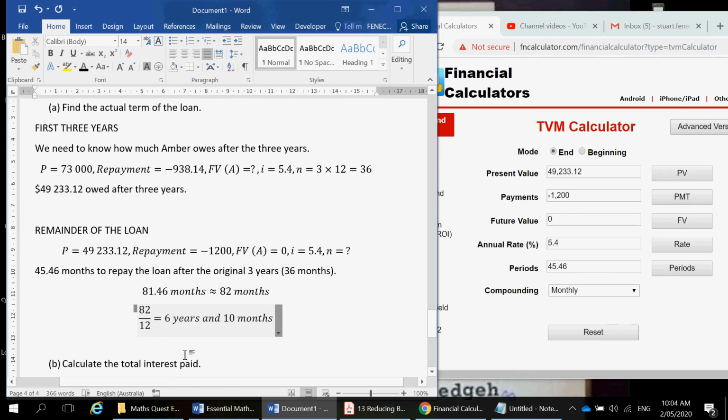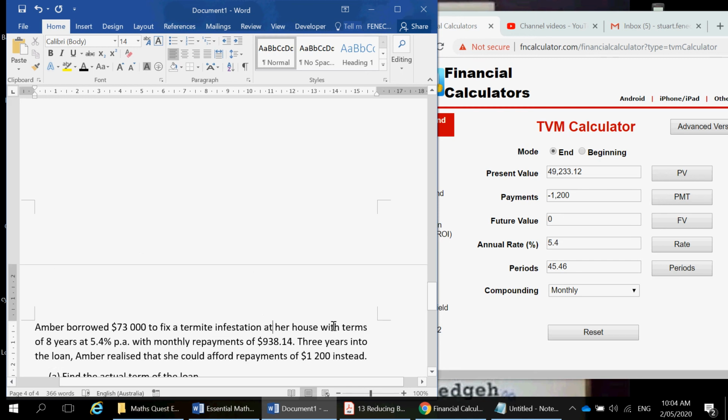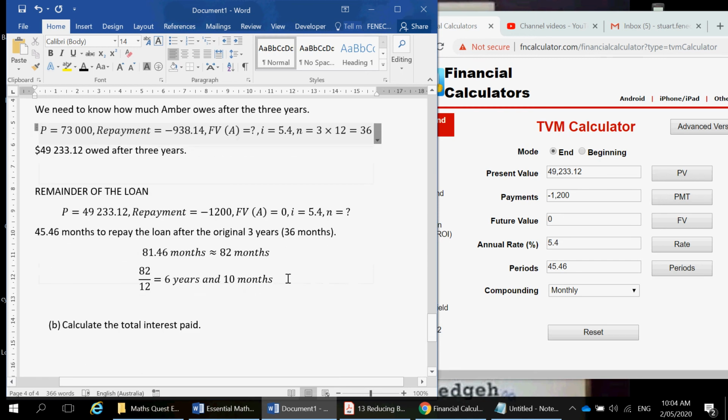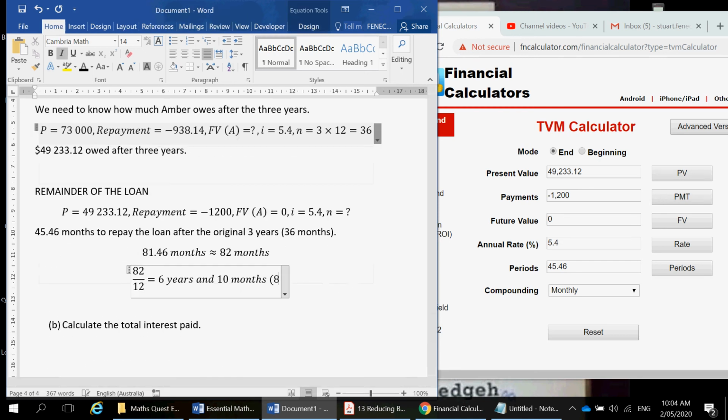So it's going to be about 6 years and 10 months to pay that off if you wanted to move it into years and months. I probably would accept a decimal, which would be 6.83 years. That's what you'll get if you put it directly in your calculator. But it's better to show it in years and months if you can.